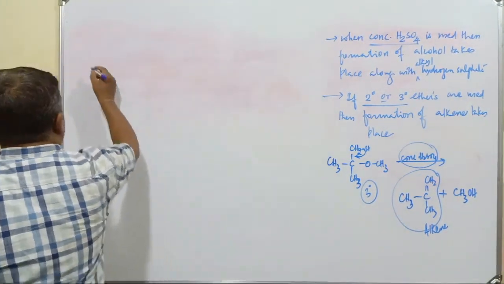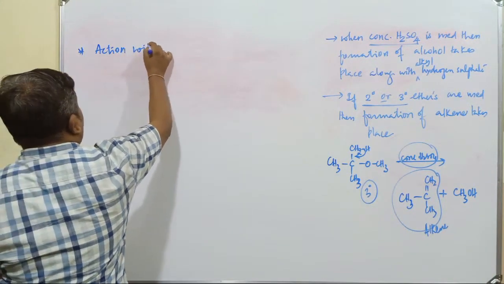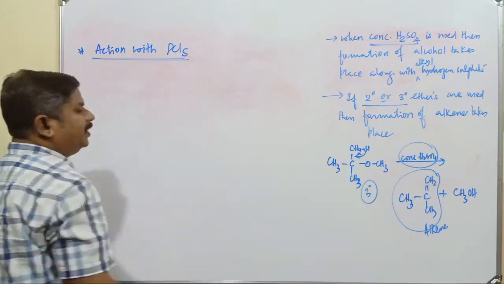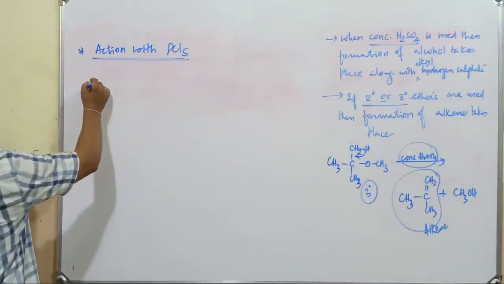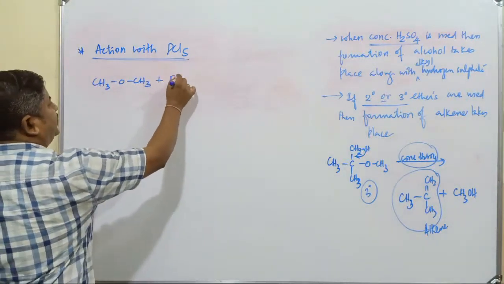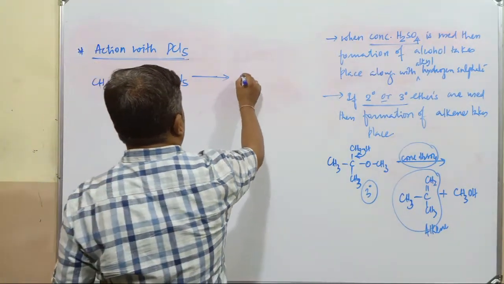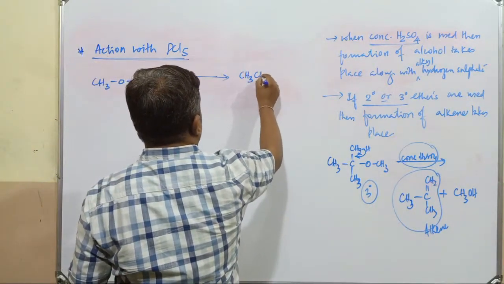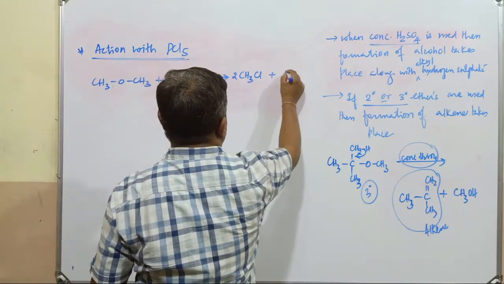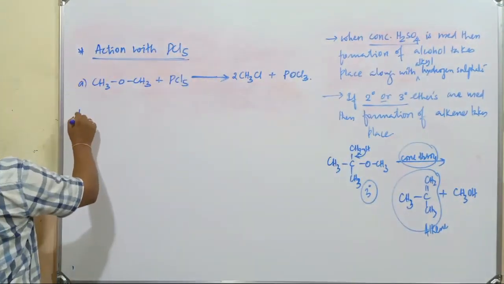Next one is the reaction with PCl5, phosphorus pentachloride. In this case also, cleavage of the carbon-oxygen bond takes place. This is CH3OCH3 plus PCl5. When the carbon-oxygen bond is cleaved, formation of 2 moles of CH3Cl plus POCl3 takes place. What is the name of POCl3? Phosphorus oxychloride.